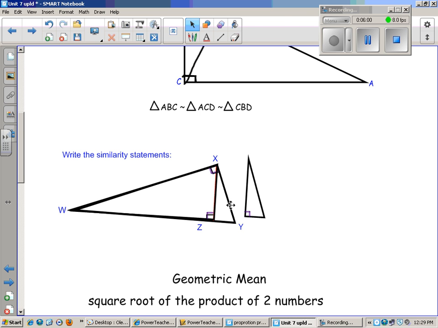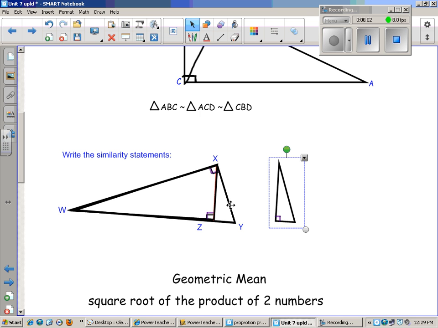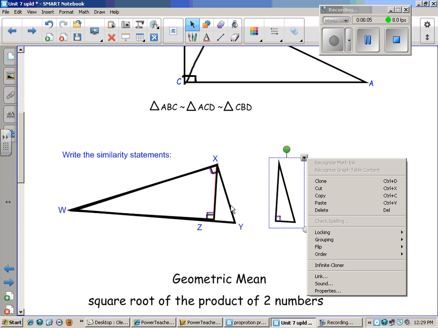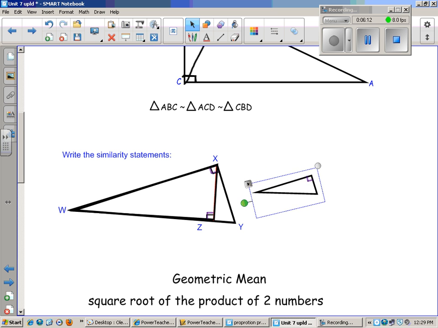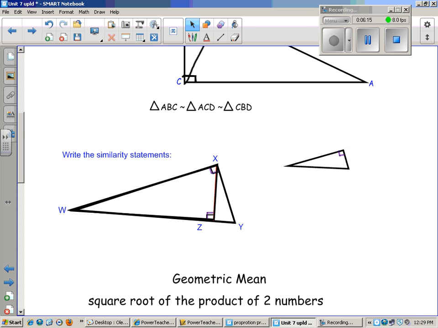So let's turn these so that they look the same. Okay, now the big triangle is WXY. The right angle is at X. What was the right angle of the small triangle? What letter? Z, right? It's this one. So Z is the right angle.